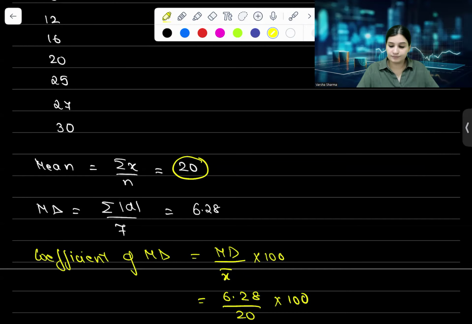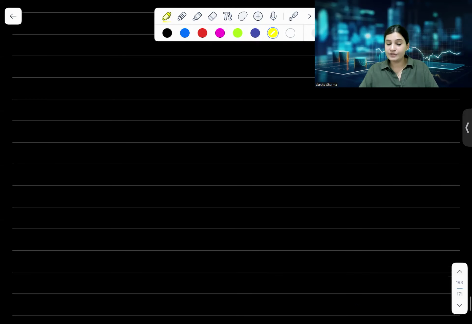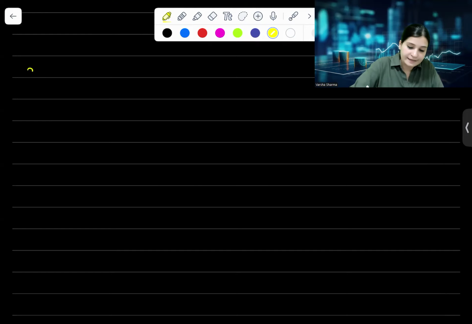What's the answer? 31.4. Understood? Yes, ma'am. Rest of you guys, did you all understand? Yes, ma'am. So this is individual. Let's try discrete series.